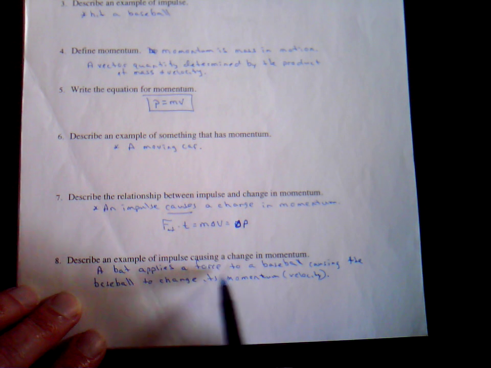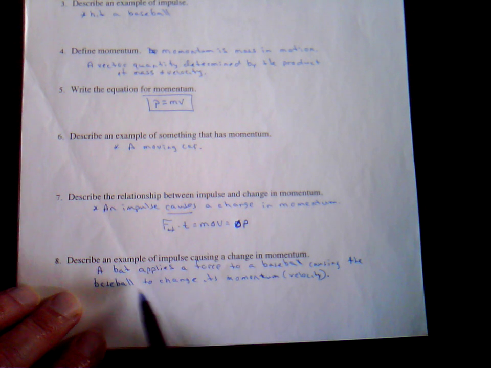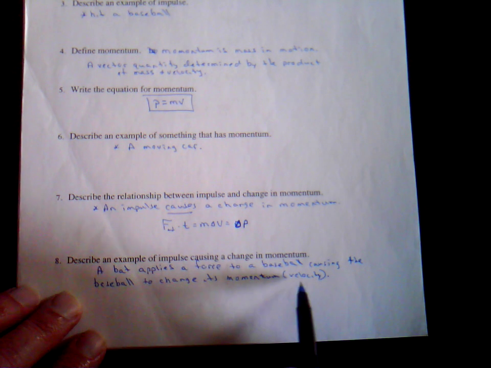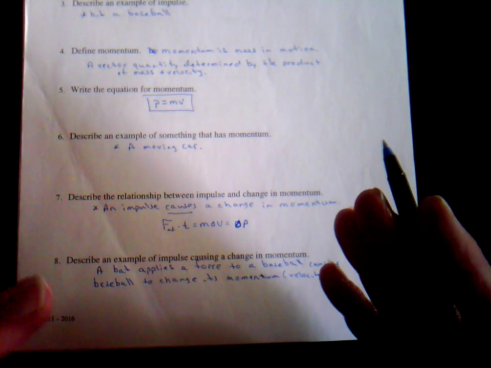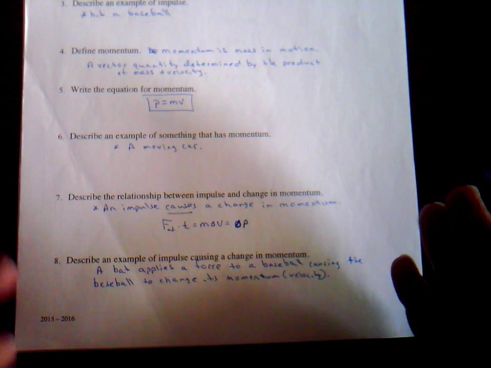Describe an example of impulse causing a change in momentum. A bat applies a force to a baseball, causing the baseball to change its momentum, in this case primarily velocity. Anything that has a net force applied to it and its velocity is changing is an example of an impulse causing a change in momentum.